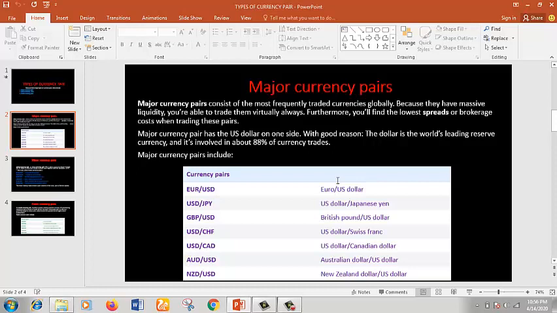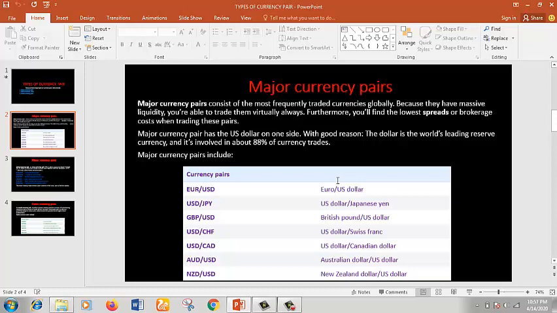Now, the major currency pair. Major currency pair consists of the most frequently traded currencies globally. Because they have massive liquidity, you are able to trade them virtually always. Furthermore, you will find the lowest spread or brokerage cost when trading these pairs. Major currency pair has the US dollar on one side with good reason. The dollar is the world's leading reserve currency and it's involved in about 8% of currency trades.